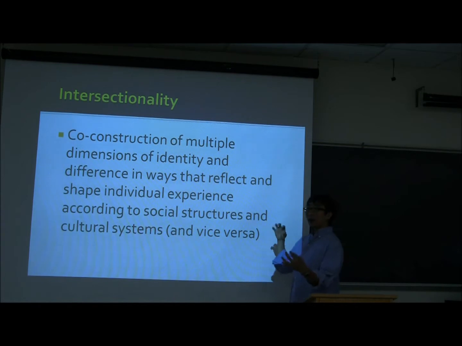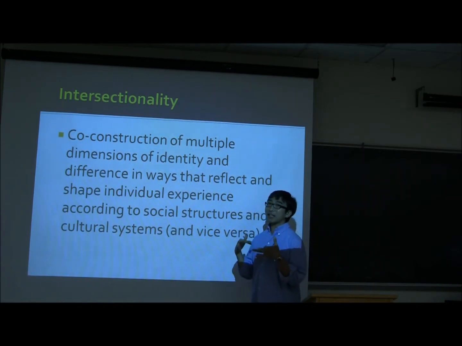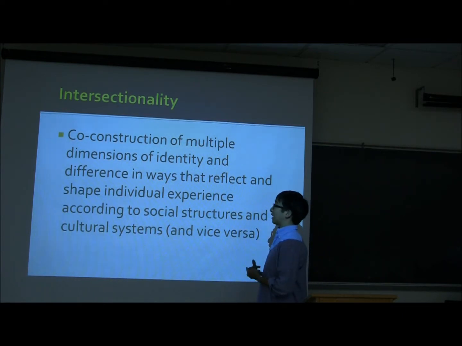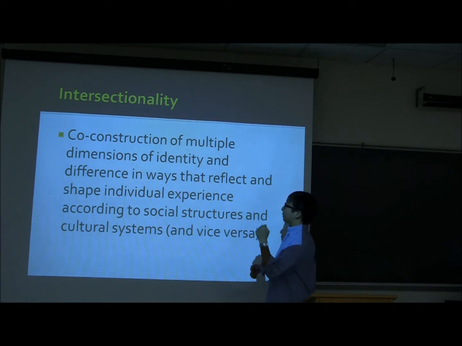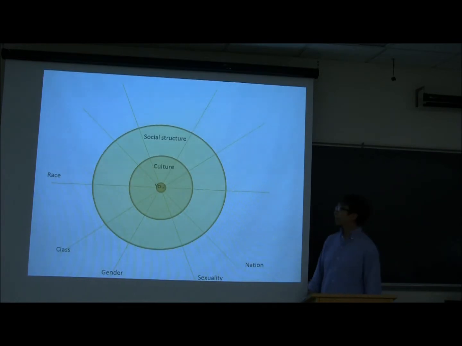As we think about these five different categories of identity and difference, we're using the theory of intersectionality. Intersectionality refers to the co-construction of multiple dimensions of identity and difference in ways that reflect and shape individual experience according to social structures and cultural systems, and vice versa. To explain it, we have this diagram.